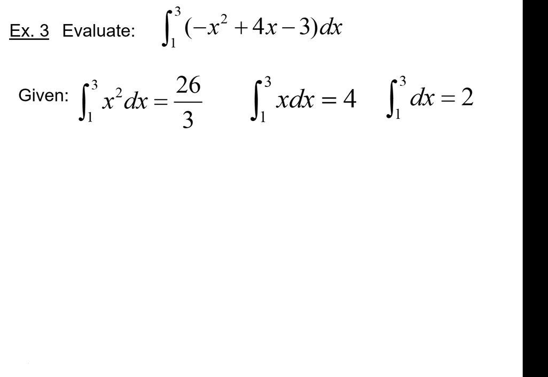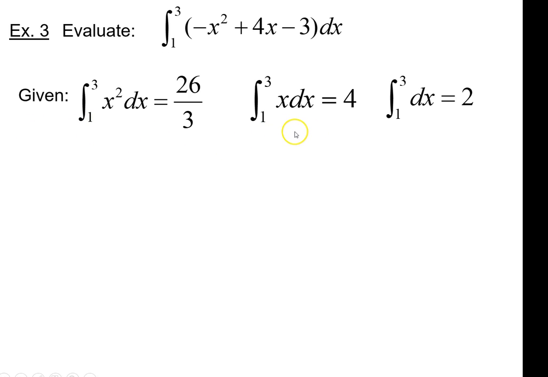Okay, how about this one? We want the integral of the function negative x squared plus 4x minus 3 from 1 to 3. And they gave you in this function a little bit of information. They told you the integral of the function x squared from 1 to 3 is 26 thirds. You don't have to know that yet. We'll have a process later on to help us figure that out. But for now, take their word for it. They're giving you that information.